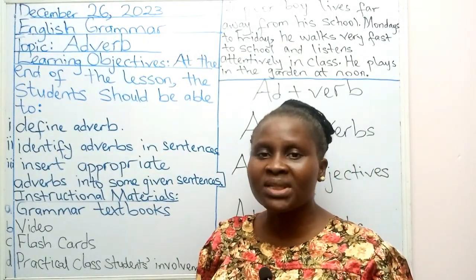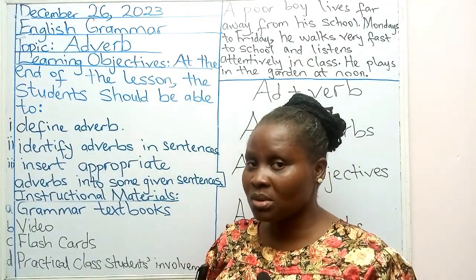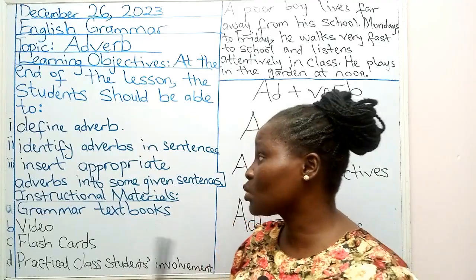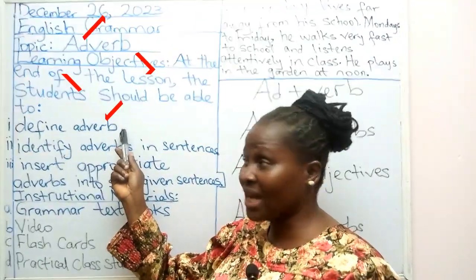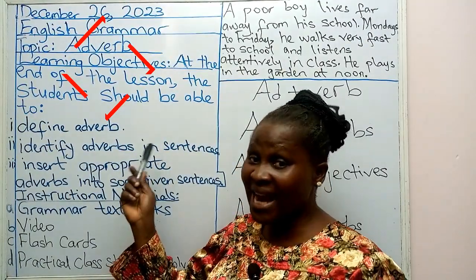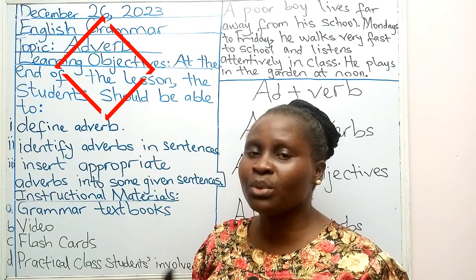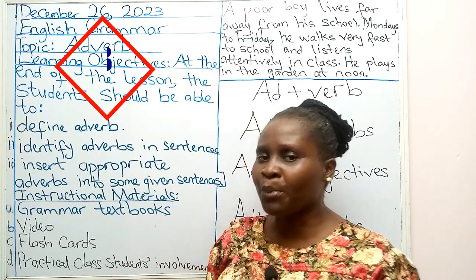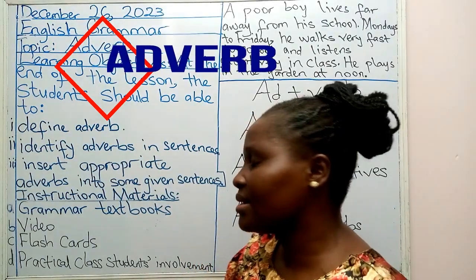The topic before us is adverb. What are the learning outcomes? We have three learning outcomes. One, where you as students should be able to define adverb. Two, identify adverbs in sentences. And three, you should be able to insert appropriate adverbs into some given sentences.